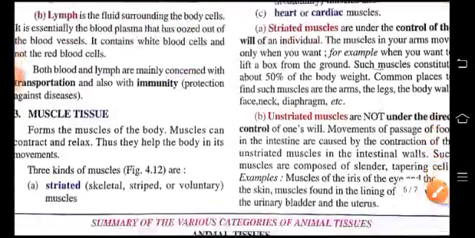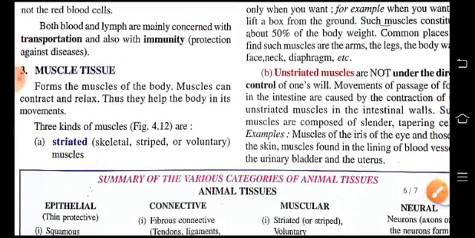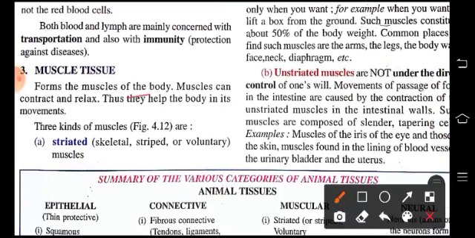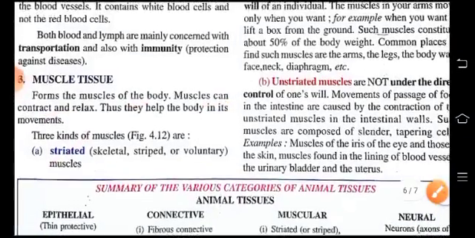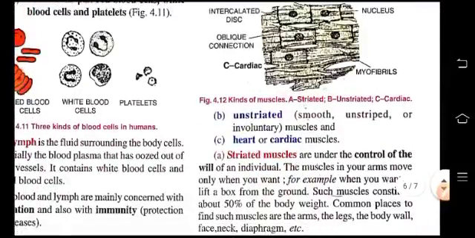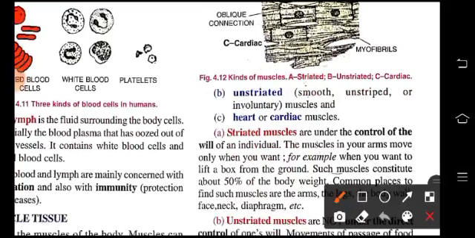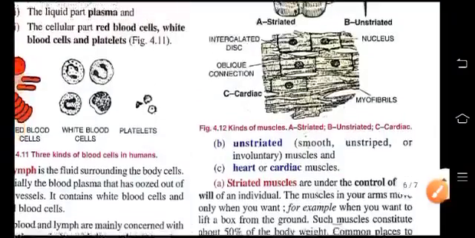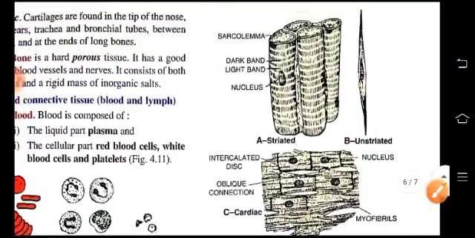The third animal tissue is the muscle tissue, which forms the muscles of the body, and muscles can contract and relax. They help the body in its movement. So there are three types of muscle cells: striated muscle cells, which are also known as skeletal, striped or voluntary muscles. Then number 2 is the unstriated muscle cells, which are smooth, unstriped or involuntary, and the heart has the cardiac muscles. So here are the different types of muscle cells.